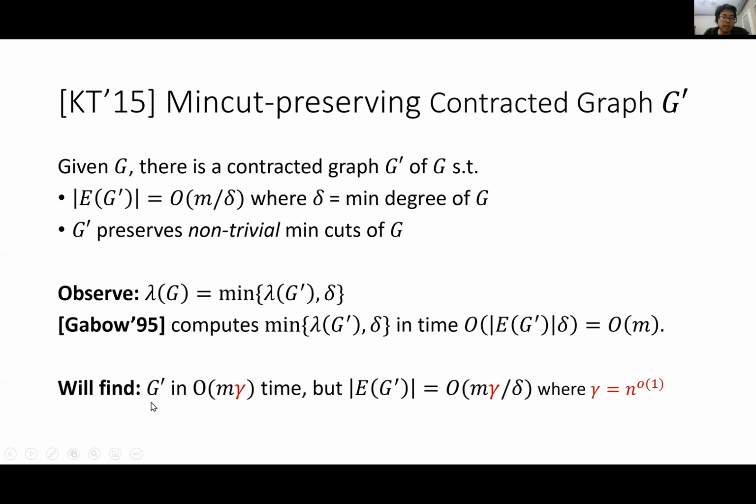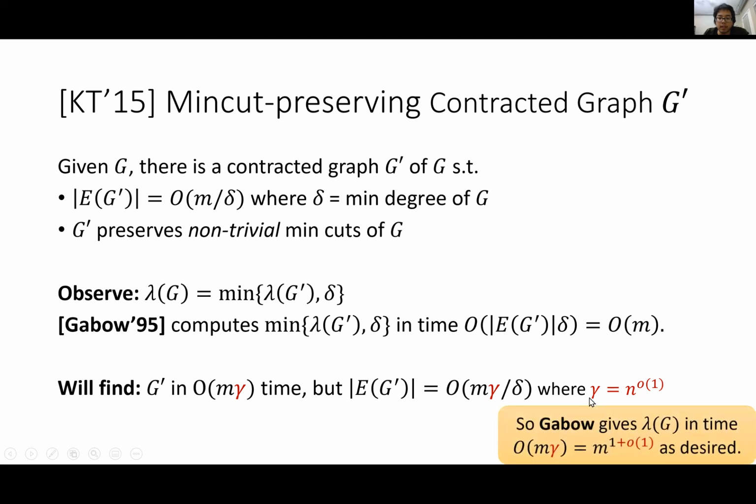Now what we will do is that we will compute G prime in almost linear time. And the size of our G prime will be also not exactly M over delta, but with some overhead, and that overhead is a subpolynomial term. But with this small overhead, once you have G prime, just plugging in Gabow, you can compute lambda G in M gamma time as well. And that is what we are gonna do.